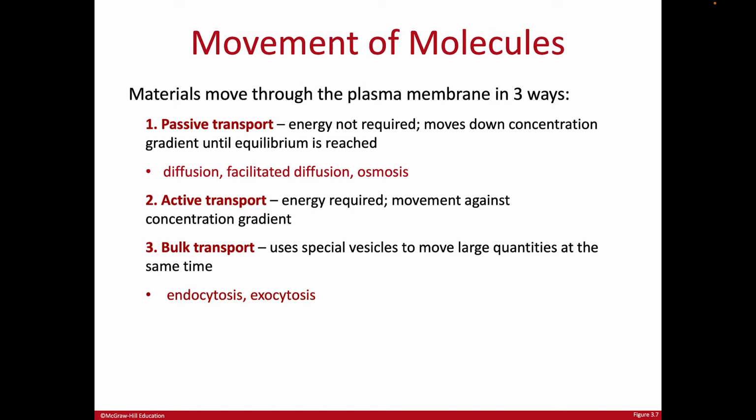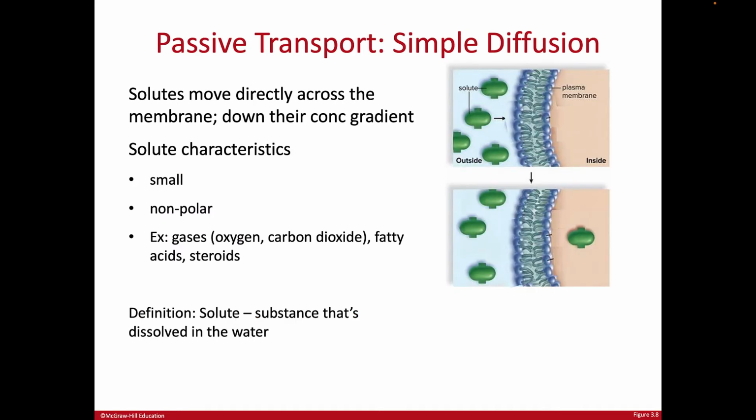Let's talk about the 2 types of diffusion. Simple diffusion is when solutes move directly across the membrane, down their concentration gradient, meaning from high concentration to low concentration. So in the picture here, we have a solute or a substance outside the cell at a high concentration and a low concentration inside.